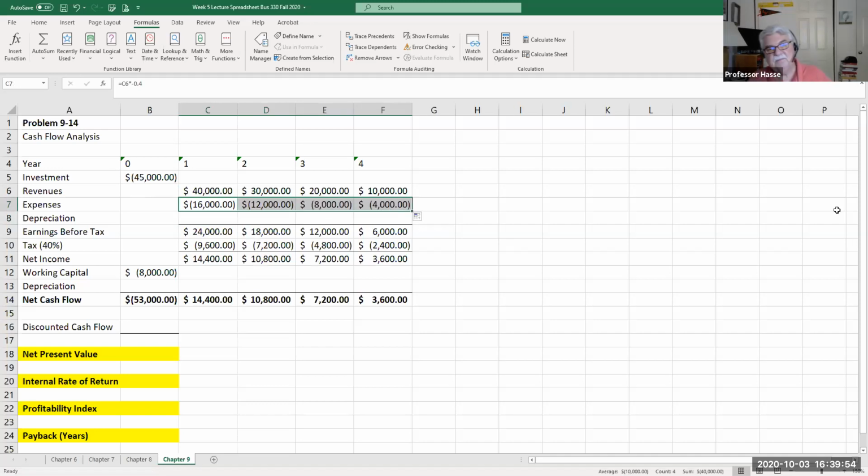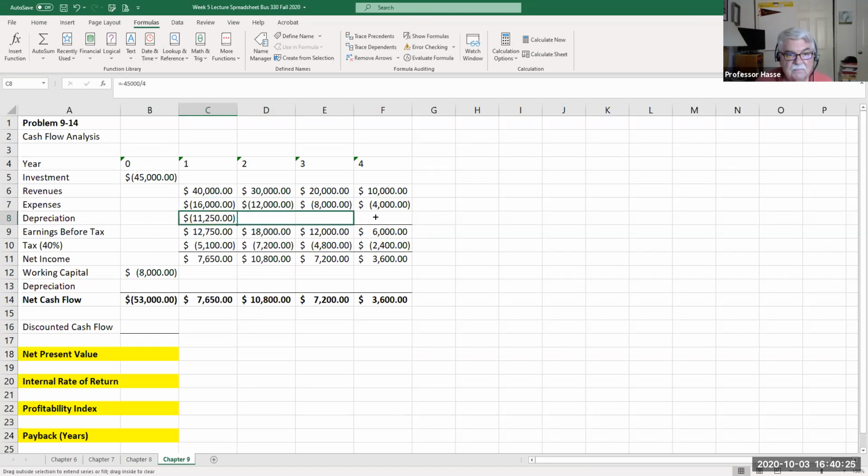And there's our expenses. Okay. They also tell us the depreciation schedule. At the top of page 297, it's straight line depreciation over 4 years to a salvage value of 0. So $45,000 the investment. So we just put in there equals 45,000 divided by 4 years. And there's our depreciation schedule.